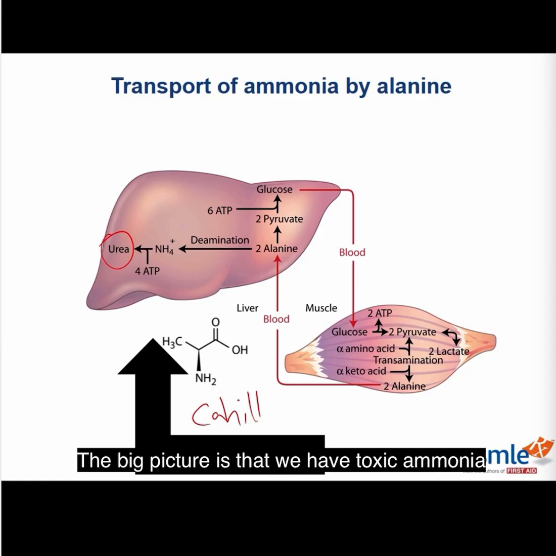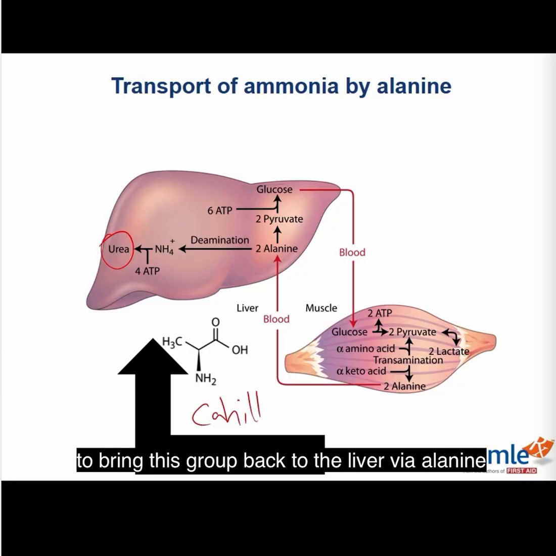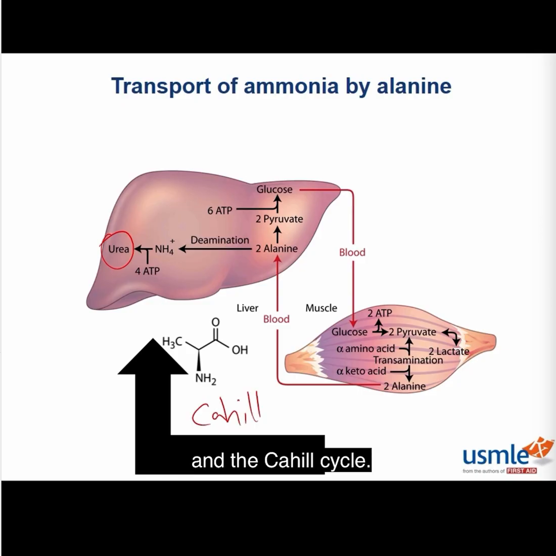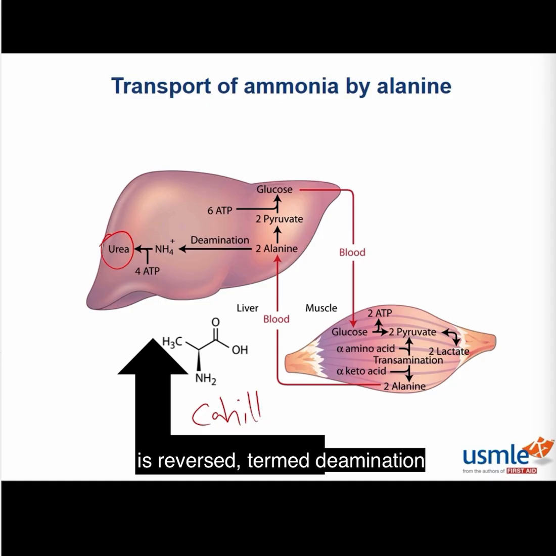The big picture is that we have toxic ammonia that builds up in muscles. A transamination reaction allows us to bring this group back to the liver via alanine in the Cahill cycle. Once in the liver, this transamination reaction is reversed, termed deamination, so that the ammonia, that again was brought here via the help of alanine, can be excreted via the urea cycle. See our urea cycle video for more details.